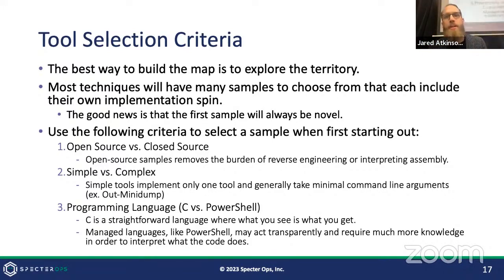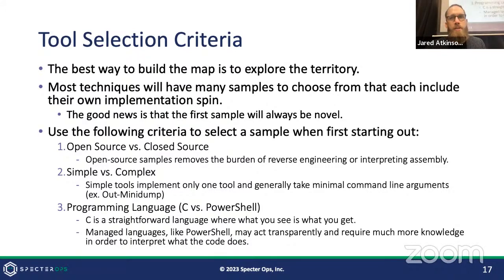So Mimikatz is significantly more complicated than it has to be, right? So there's easier and harder. And so one thing that you look for is what I call simple versus complex tools, right? So there's tools like out mini dump. There's tools that just do one thing and one thing only, right? And so you run it and it does the thing that you expect it to do. There's no command line parameters. You don't have to specify any options. It just does that one thing.